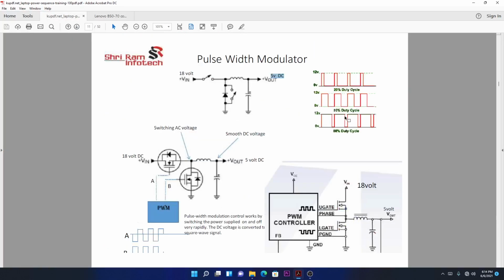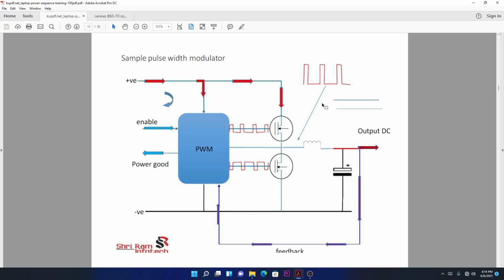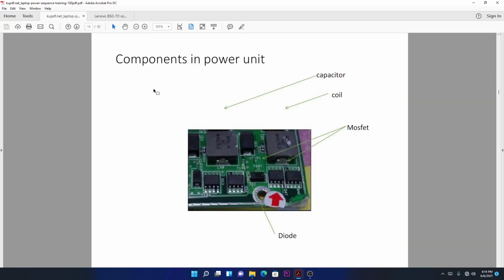Okay, let's continue. We talked about PWM. I did explain everything in my previous video. Let's continue. Okay, so this is how the coils look. The coil is this thing, and MOSFETs are these things. A MOSFET looks like this, and you will have a capacitor as well, and you have a diode. But some others don't have a diode because the diode is already there on the MOSFETs.